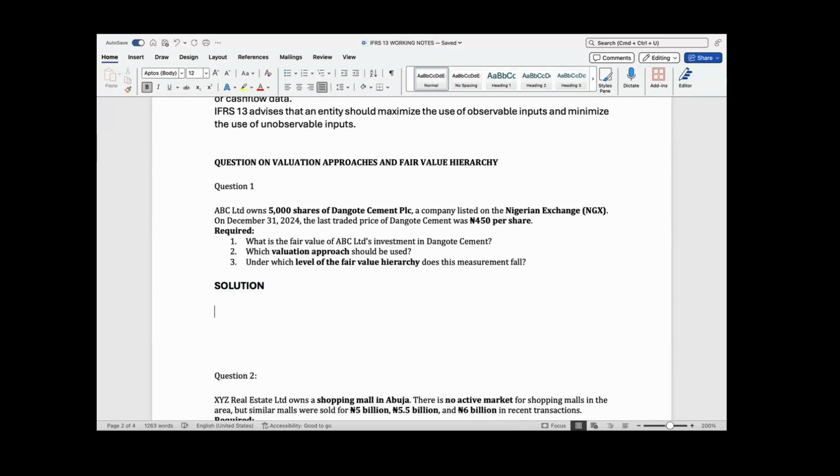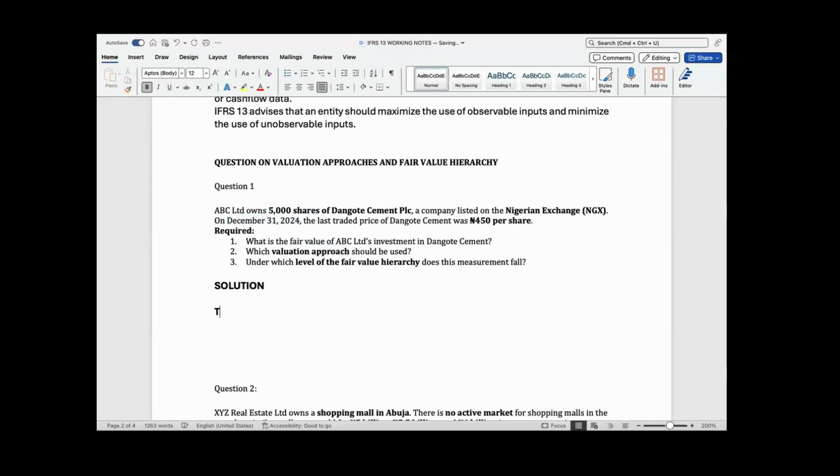Okay, good. These are typical things you need to know here. So this one is ABC Limited. It owns 5,000 shares of Dangote, which is a listed company. And at year end, December 31st, 2024, the last traded price was 450. So I want to believe this is the measurement date. So we're now asked what's the fair value of this?